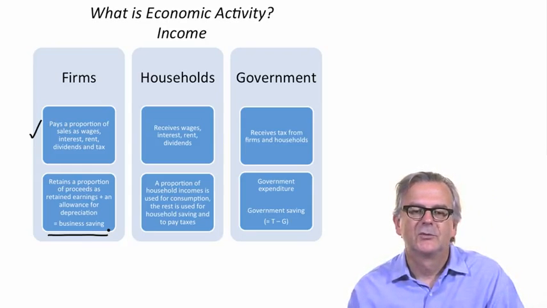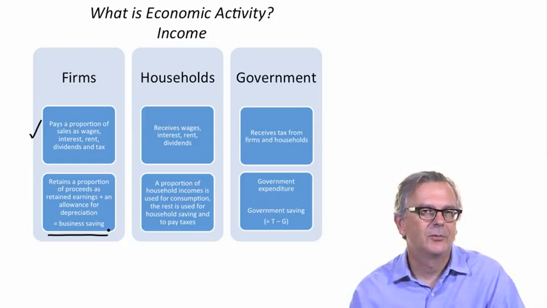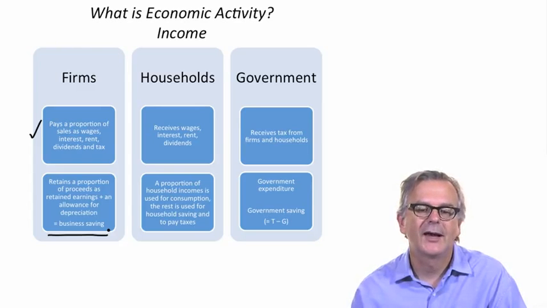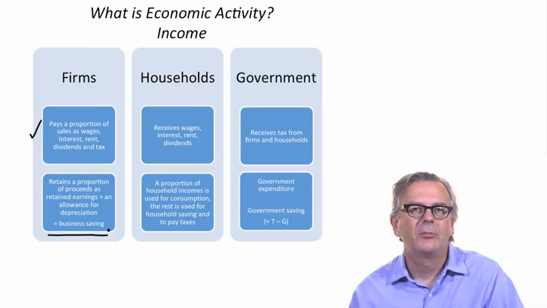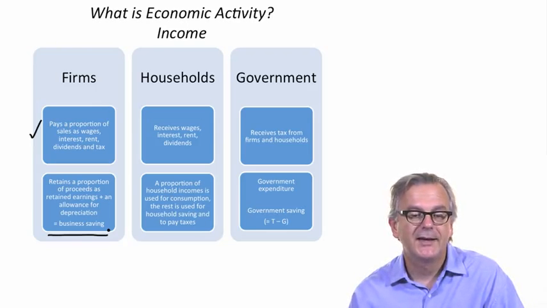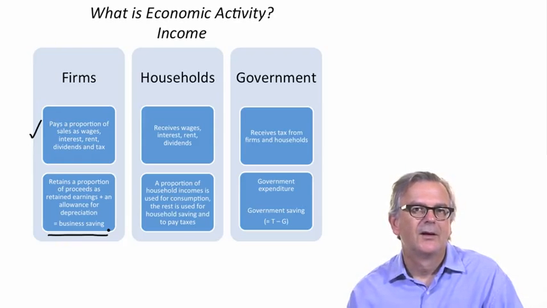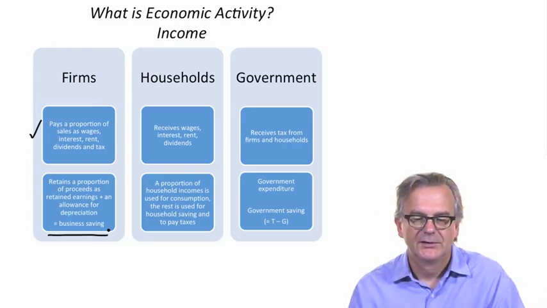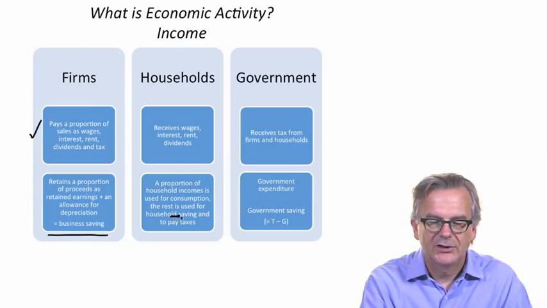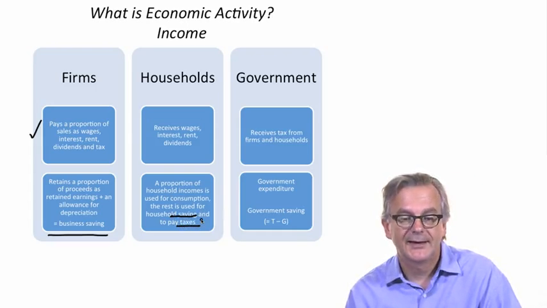What about the households? We're going to assume that the wages, interest, rent and dividends that firms pay out all flow to the household sector. And in combination, they constitute the household income. Now, a proportion of that income can be used for consumption. What's not used for consumption is available for two other purposes. It can be used for household saving, or it can be used to pay taxes.